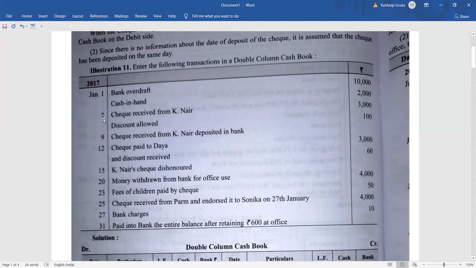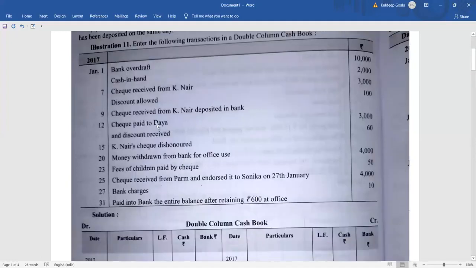That is other than 7th. So what will happen? We will keep it in hand. So check in hand account debit to K Nair, 3,100, okay, and 3,000 and 3,000, and there was a discount, so we have put that also. So the combined entry will be like this: check in hand account debit 3,000, discount allowed account debit 100 to K Nair 3,100.